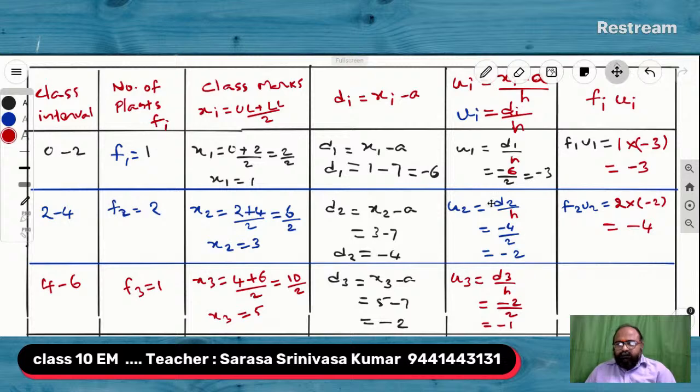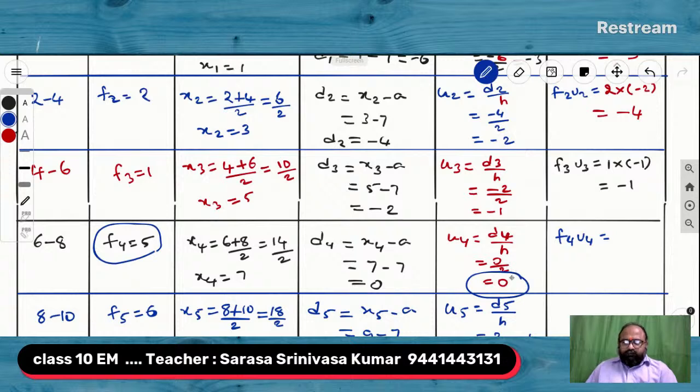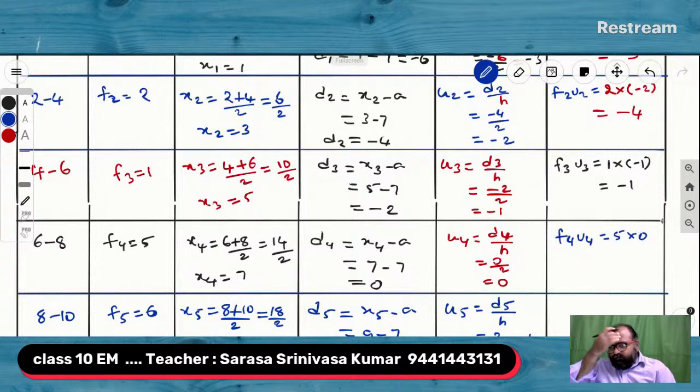Next we calculate f3 u3. f3 is 1 and u3 is minus 1. So we write 1 multiplied by minus 1 equal to minus 1. Now we calculate f4 u4. Here f4 is 5 and u4 is 0. So 5 multiplied by 0. This is equal to 0.